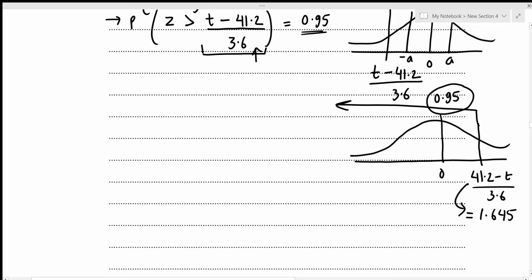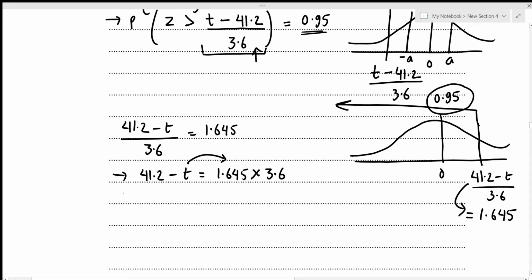Now, in order to figure out the value of t, we can just solve this equation, right? So that's going to be 41.2 minus t divided by 3.6. That's going to be 1.645. This means that 41.2 minus t is going to be 1.645 into 3.6. Now, if we were to bring t to the other side, that's going to be 41.2 minus 1.645 into 3.6 equals to t. So this gives us the final value of t to be 35.278. This concludes the fourth question. Let's move on to the fifth one.